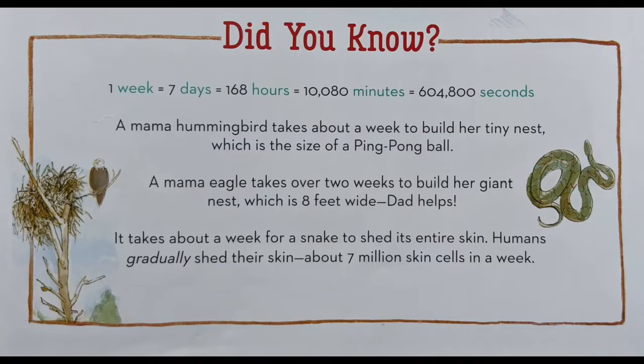Did you know 1 week equals 7 days, equals 168 hours, equals 10,080 minutes, equals 604,800 seconds? A mama hummingbird takes about a week to build her tiny nest, which is the size of a ping pong ball. A mama eagle takes over 2 weeks to build her giant nest, which is 8 feet wide. Dad helps. It takes about a week for a snake to shed its entire skin. Humans gradually shed their skin, about 7 million skin cells in a week.